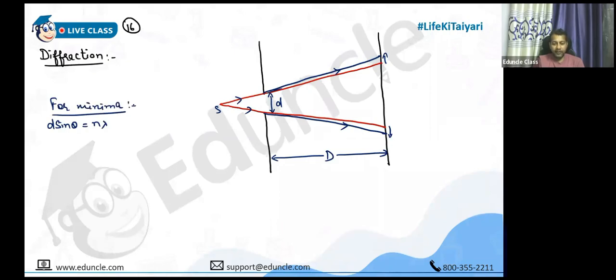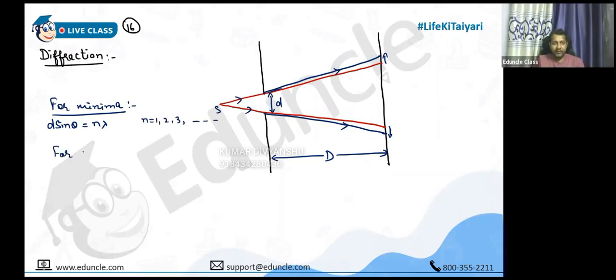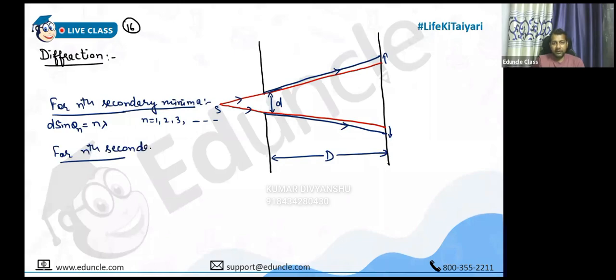And what can be the minimum value of n over here? Can it be 1? Yes. N starts from 1. That is also the important part. And then for maxima, what do you have for maxima? Can you write sin theta n over here? Because you are saying nth minima. Nth secondary minima rather. That is the complete sentence. So for nth secondary maxima, because in the center obviously we will have one maxima.